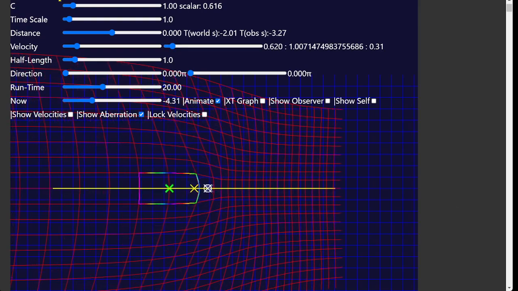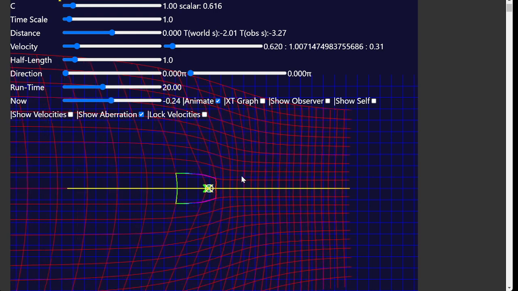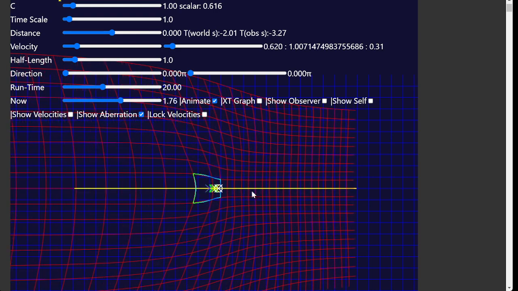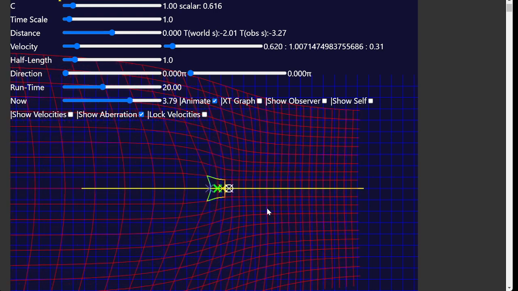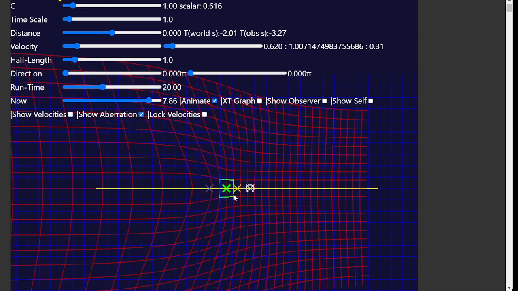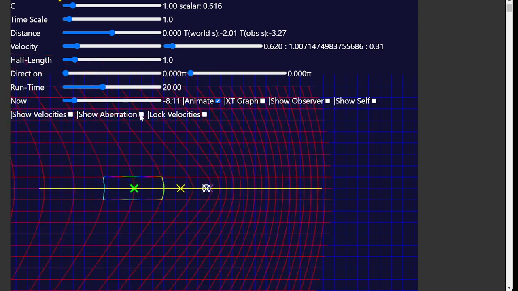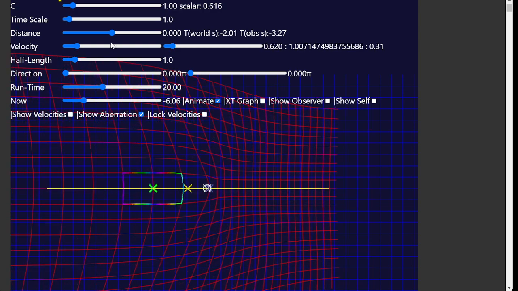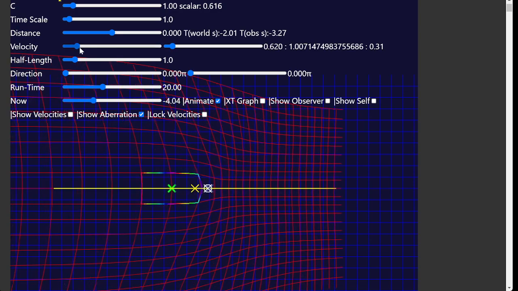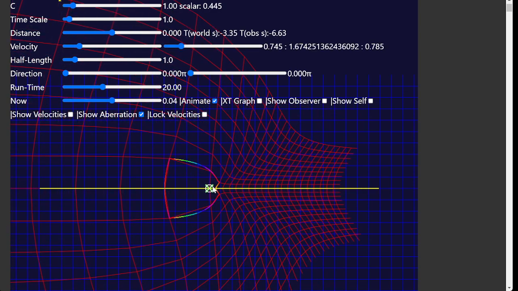I had made a video about this just a little while ago, but I updated the video and I updated the demo, and this probably deserves a fair explanation. This is light aberration plus Lorentz transformation, which the light aberration is really more about what the observer sees.